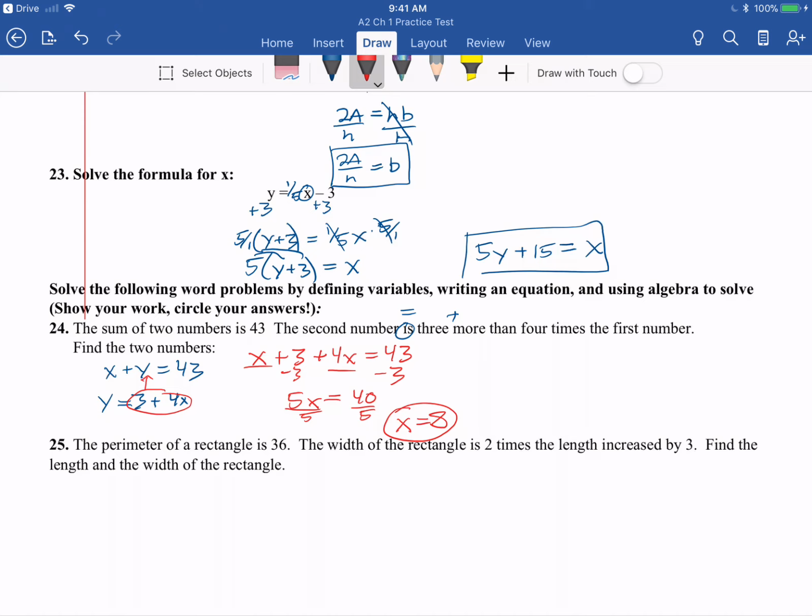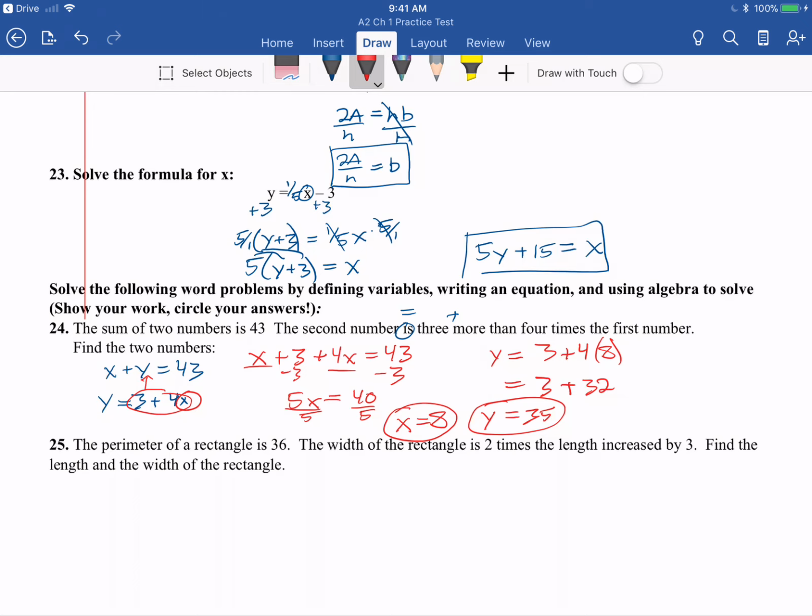Once I get x is equal to 8, now I can just bring it back into those original problems. 3 plus 4 times 8. So all I do is plug in 8 for my x right here. And this is 3 plus 32, and 3 plus 32 is 35. Now you can check yourself. Is the sum of these two numbers 43? Is 8 plus 35 43? Sure is. Is one number 3 more than 4 times the first? If I take 8 times 4, that's 32, plus 3 is 35. So yes. And my last one is this perimeter equation.